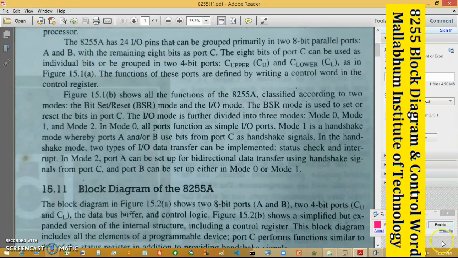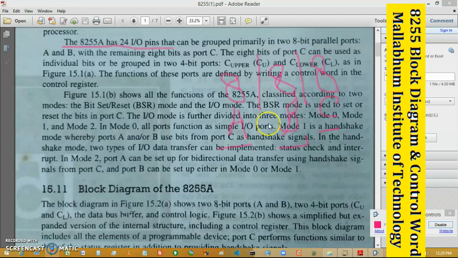Now 8255 has 24 IO pins. 24 IO pins means they are grouped into 8, 8, 8. That means three 8-bit ports can be connected. Three 8-bit IO devices can be connected with the 8255. So you can say this is your port A, this is your port B, and this is your port C. These three ports are available in 8255, and an 8-bit IO device can be connected to each of these three ports.